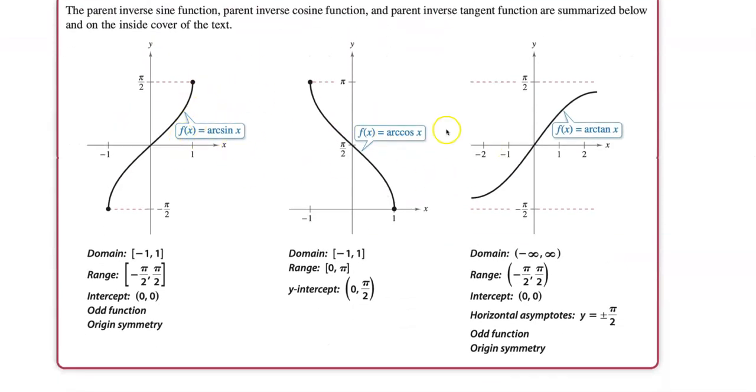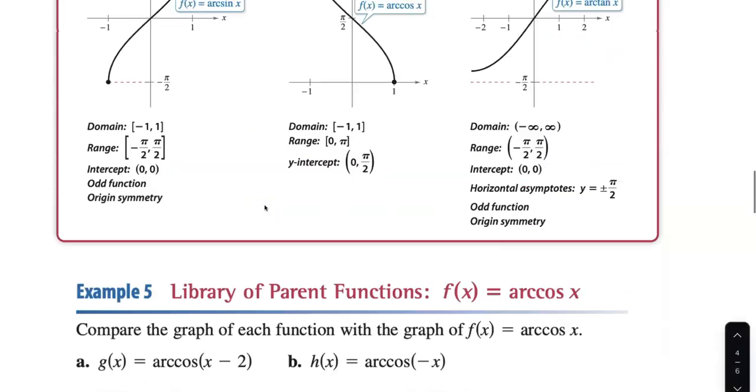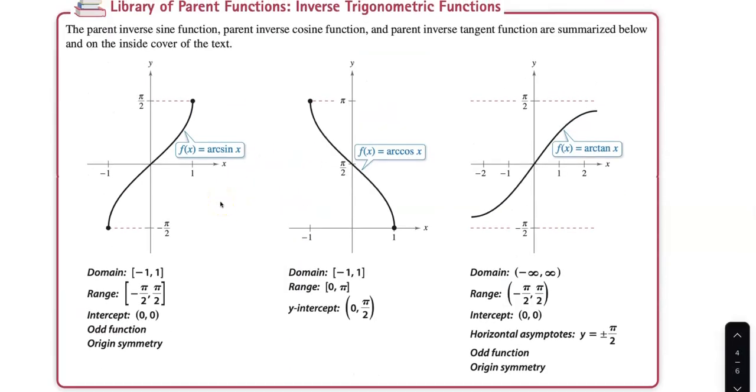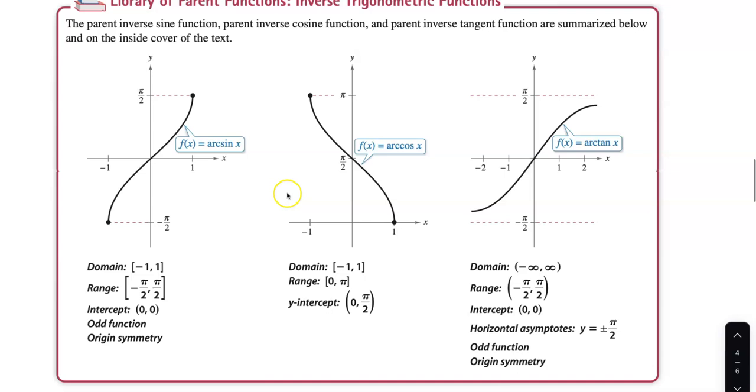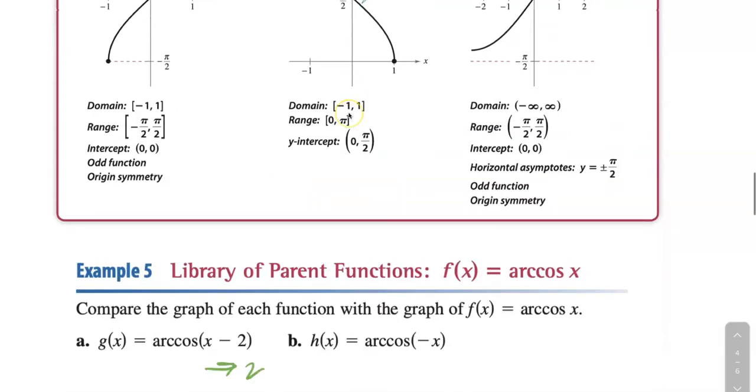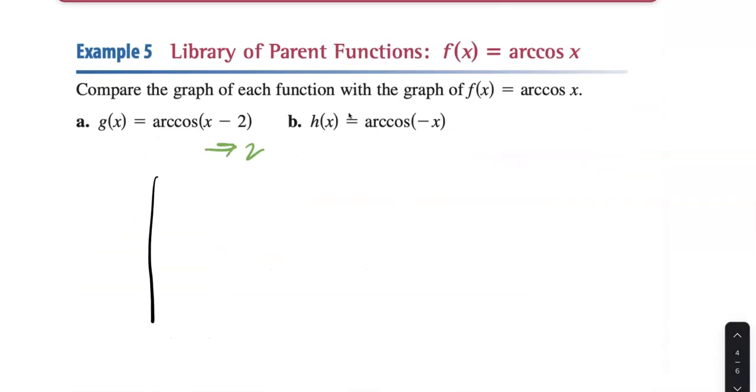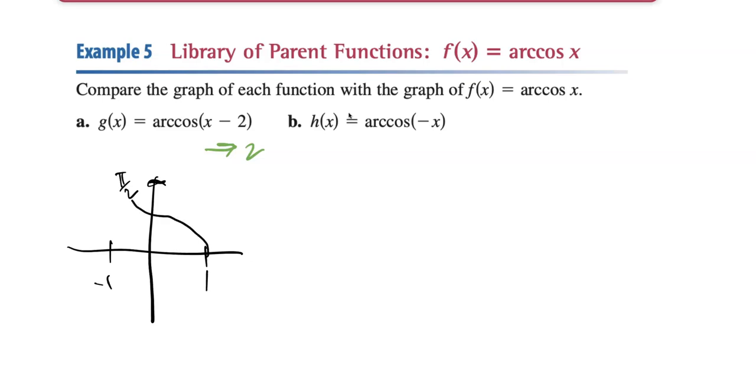These are the graphs of arcsine and arccosine. If we have these basic pictures in our mind, these are the parent functions, so it makes graphing something like this easy, because this is just a shift to the right. A basic cosine graph goes from negative 1 to 1, and it looks kind of like this. All we're going to do is shift it 2 to the right, so now we're going to go from 1 to 3.